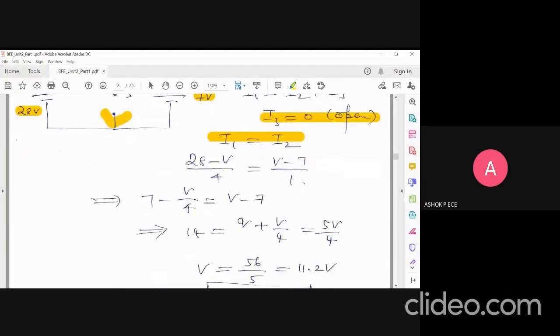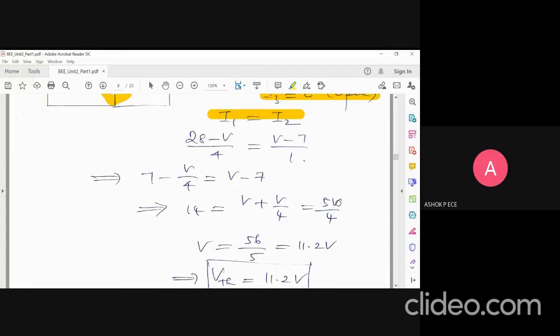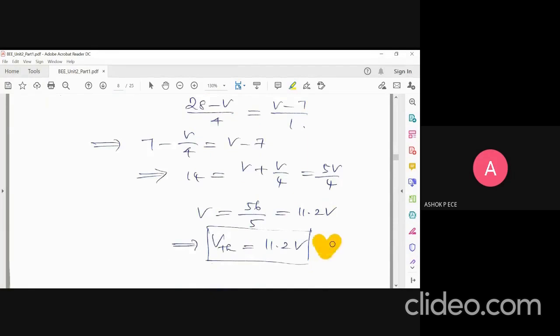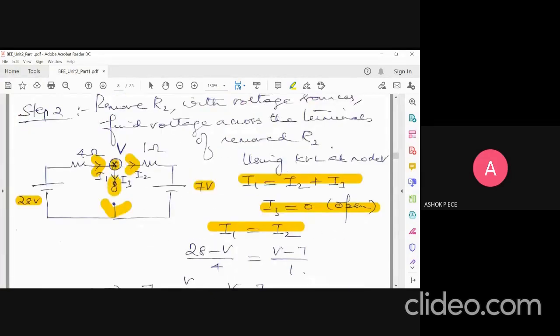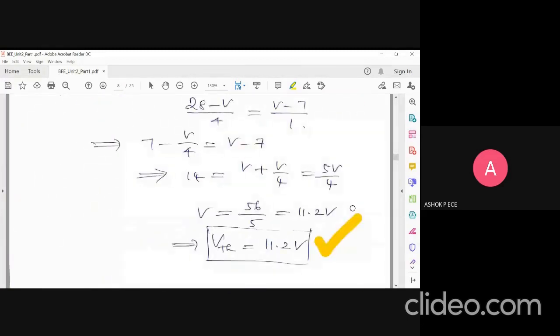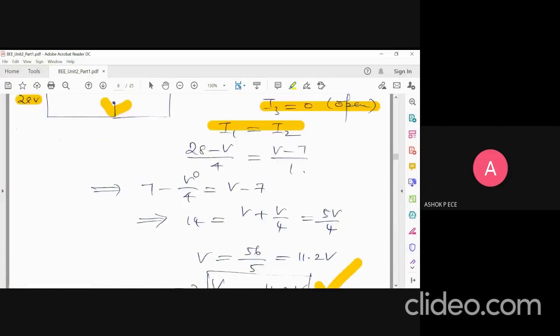Rearrange the constants on one side and the variable on the other side. 7 plus 7, 14, equals V plus V by 4, or 5V by 4. So V is equal to 56 by 5, or 11.2 volts. This V is actually your VTH because I am measuring VTH across this open terminal. So the value of VTH is 11.2 volts. Does anybody have a doubt in the VTH computation?